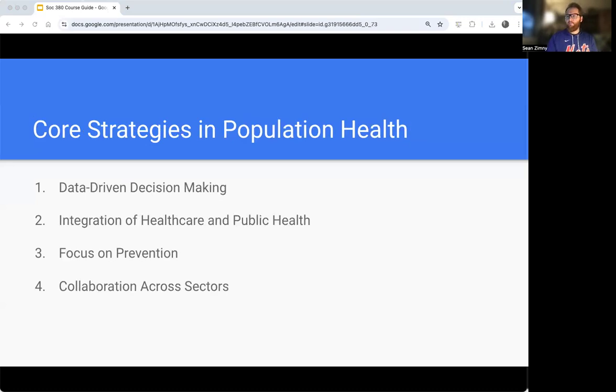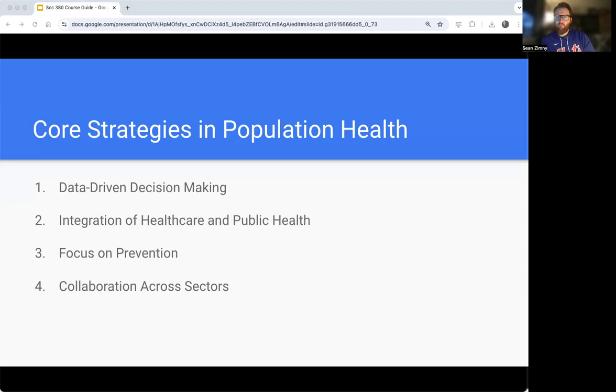Core strategies in population health. When we're thinking about what we're actually doing, number one, data-driven decision making. In population health, we use data to identify health trends, disparities, and needs within populations. An example could be mapping diabetes prevalence by zip code to allocate resources more effectively. Data-driven is important. Two, integration of healthcare and public health. Here we're bridging gaps between healthcare delivery, think of hospitals, your traditional hospital setting, and preventative public health measures like community health initiatives. So we're integrating both of those things, thinking broader.